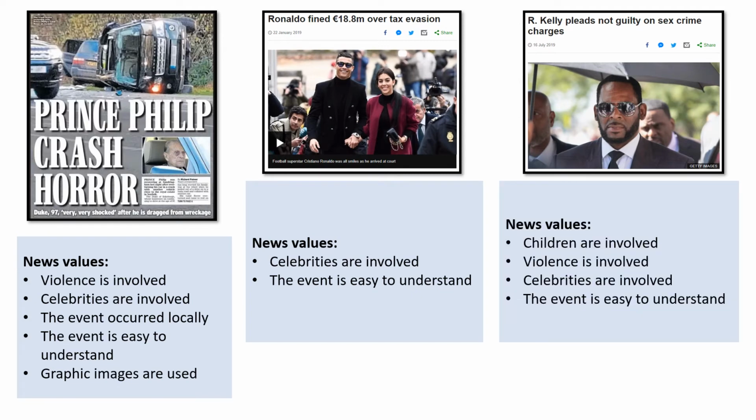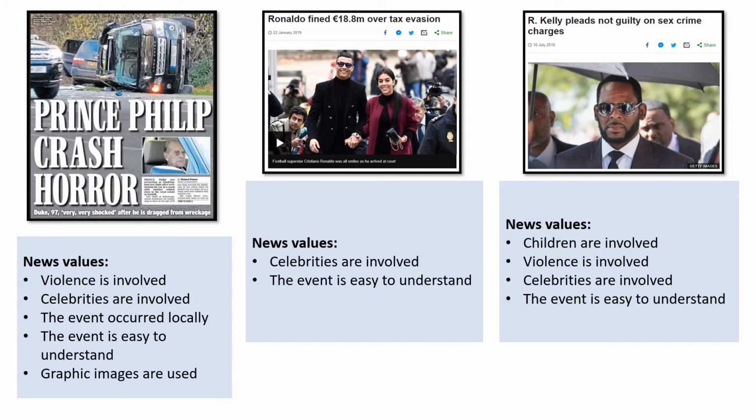on sex crime charges. Some of the crimes that he committed were on people that were underage, so we could say that children are involved. Violence arguably was involved as well. Obviously, he is a celebrity and the event is easy to understand. So you can see how these stories all compare to each other in terms of the news values that they hold and the likelihood of them being published.